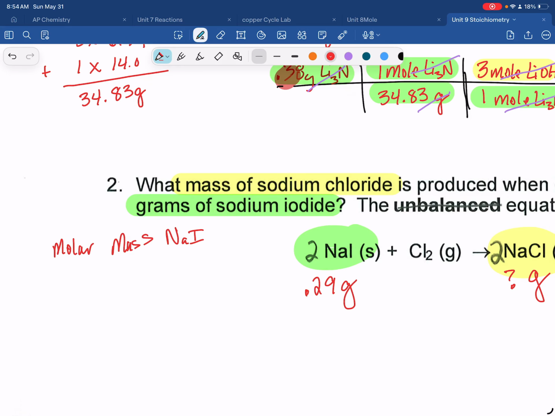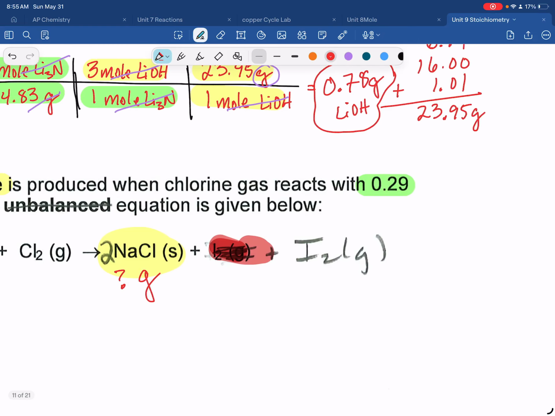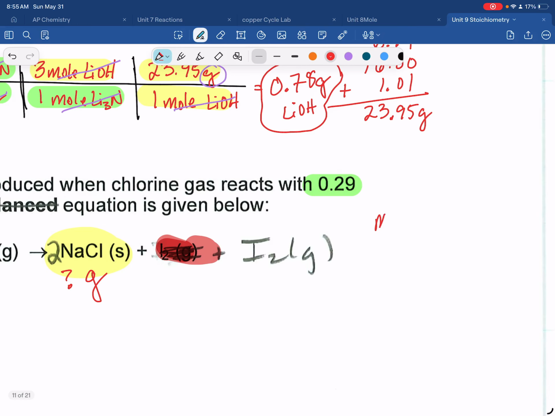So NaI, sodium is 22.99 and iodine is 126.90. Those are the masses from the periodic table. So we come up with 149.89 grams. So that's our molar mass of sodium iodide. And I'm just going to go ahead and do sodium chloride on this side because we need that. This is the problem that requires all the stuff.